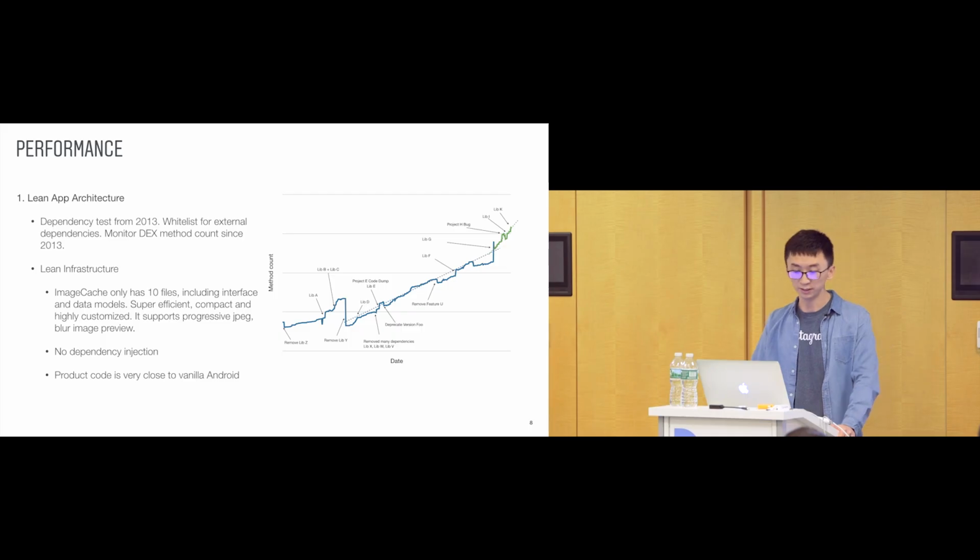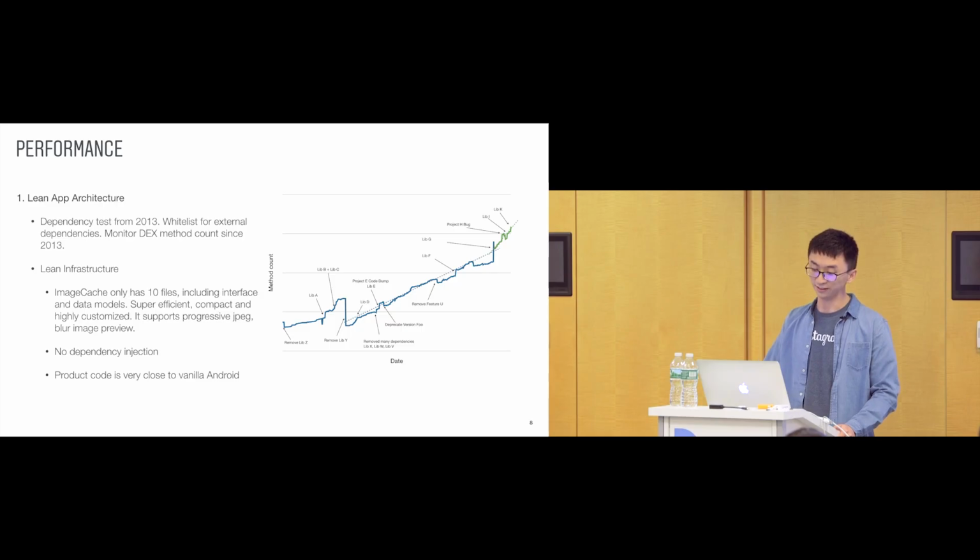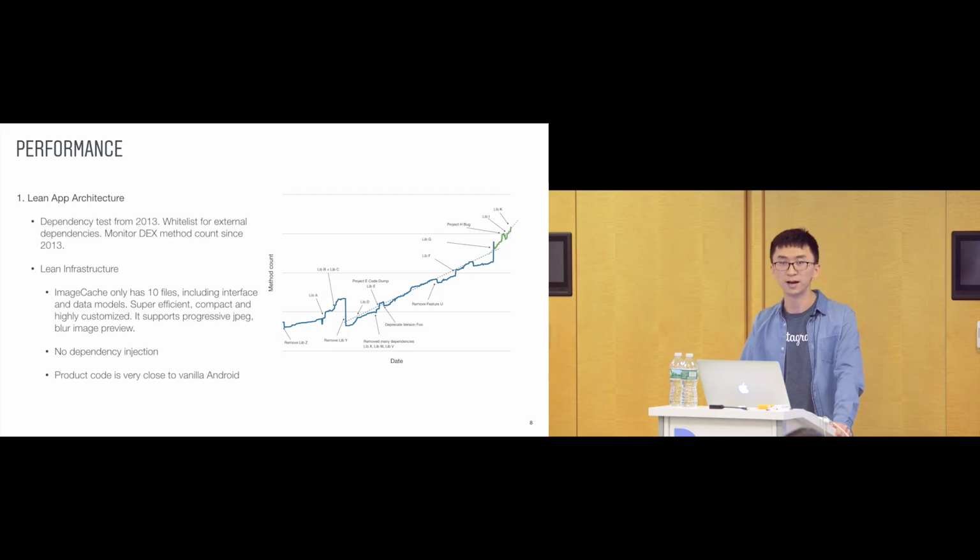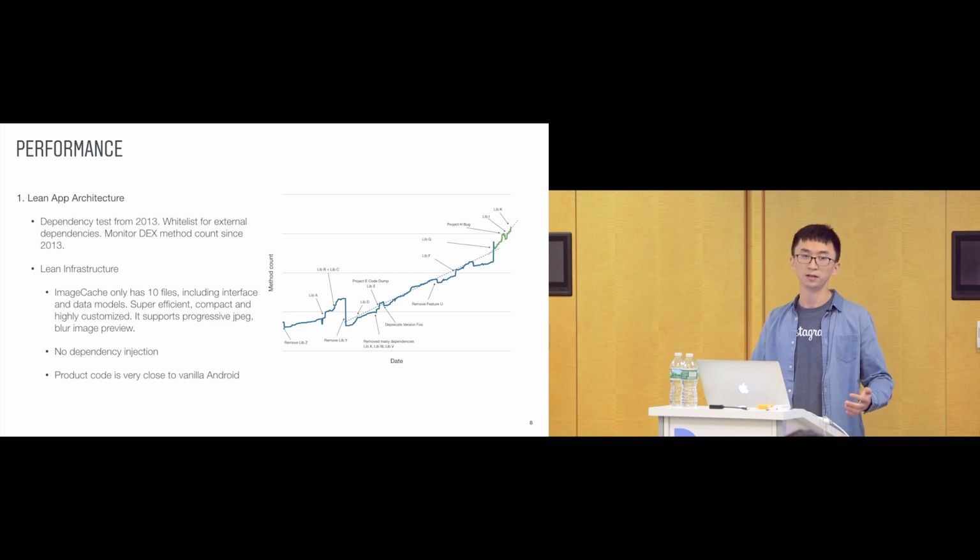For instance, our image cache only has 10 files. This is what I counted yesterday before I came here, including interfaces and data models. It's super efficient, super compact, and highly customized. It supports all the features we need, even including progressive JPEG and blurred images. But the most important part is that its performance is really good.